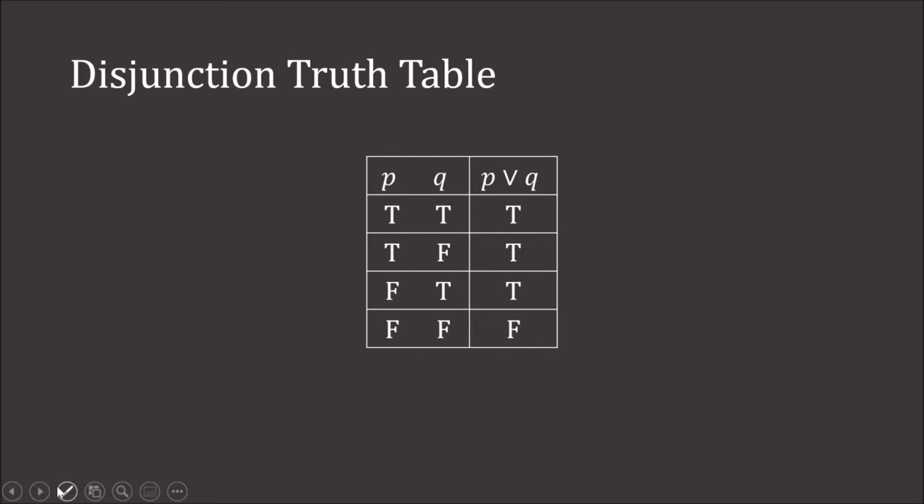Finally, disjunction. If p is true and q is true, then the disjunction is true. If p is true and q is false, the disjunction is again true. If p is false and q is true, the disjunction again is true. If both p and q are false, then the disjunction is false. In other words, the disjunction is false only when both are false.